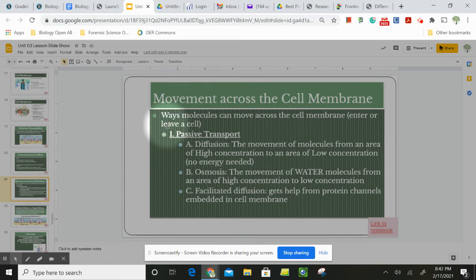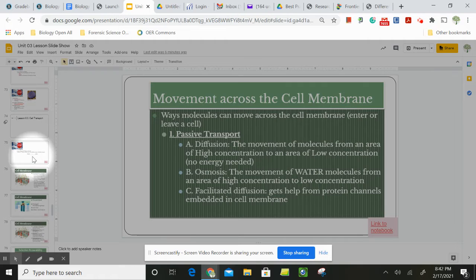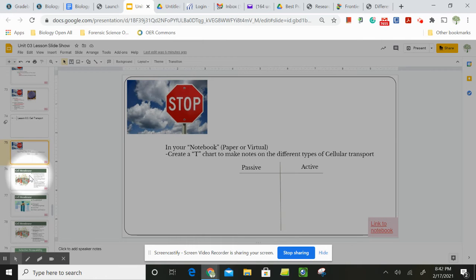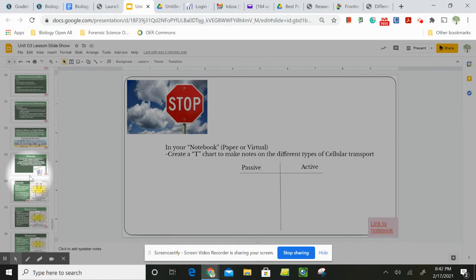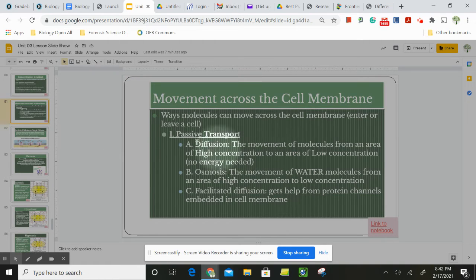When we talk about materials moving across the cell membrane, there's two types of transport. So looking back at your T-chart that you want to be writing these notes down on or typing them in your notebook, the first type of transport is called passive transport. And passive transport does not require any energy from the cell. It relies on the principles of physics.